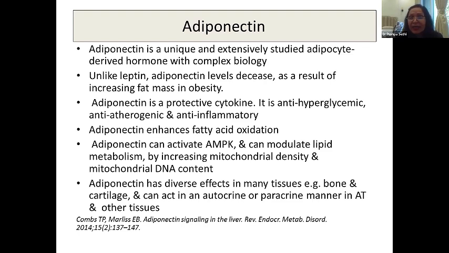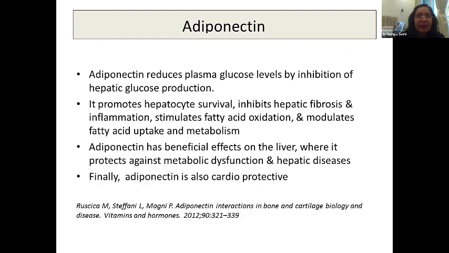Adiponectin enhances fatty acid oxidation. Adiponectin can activate AMPK and can modulate lipid metabolism by increasing mitochondrial density and mitochondrial DNA content. Adiponectin has diverse effects in many tissues, for example, bone and cartilage, and can act in an autocrine or paracrine manner in the adipose tissues and other tissues.